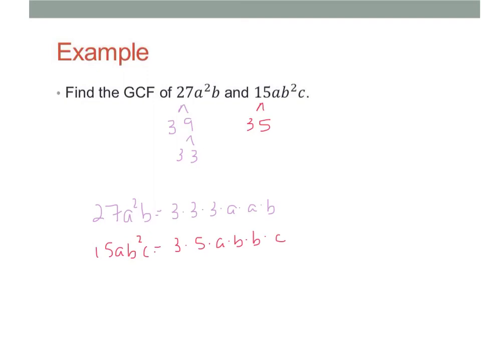What are their common factors? Well, they both have a 3. And an a, and a b. That's all they have in common. So the greatest common factor is that product, which would be 3ab.